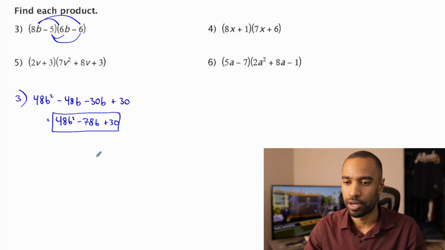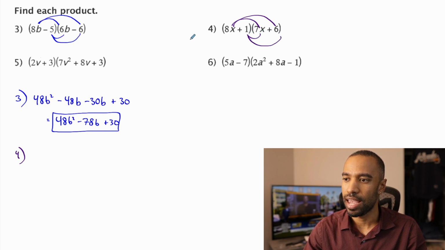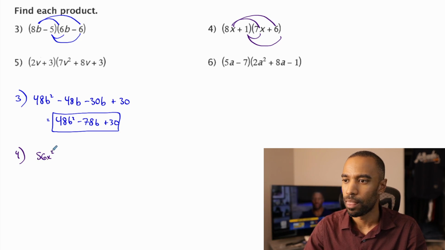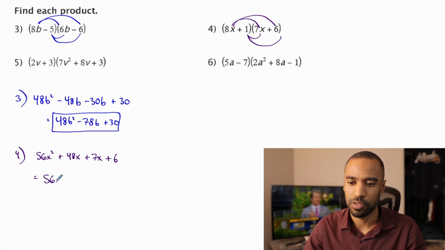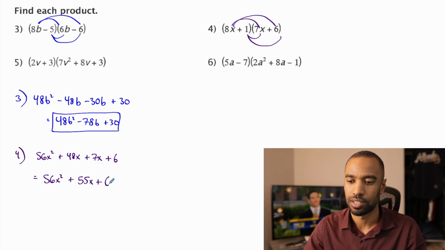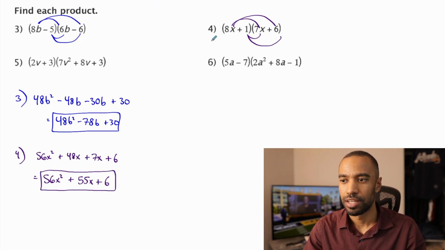All right, number 4, let's, I guess, down here. So we have 8x plus 1 times 7x plus 6. Once again, FOIL. Distribute here, multiply. 8x times 7x is 56x squared. 8x times 6 is 48x. 1 times 7x is 7x, and 1 times 6 is 6. And we combine like terms here. We'll get 56x squared plus 55x plus 6. There we go. All right. There is number 4.